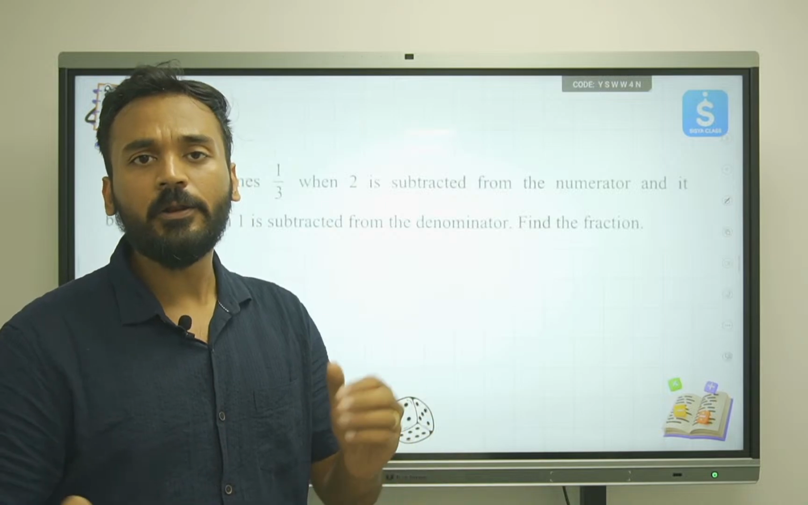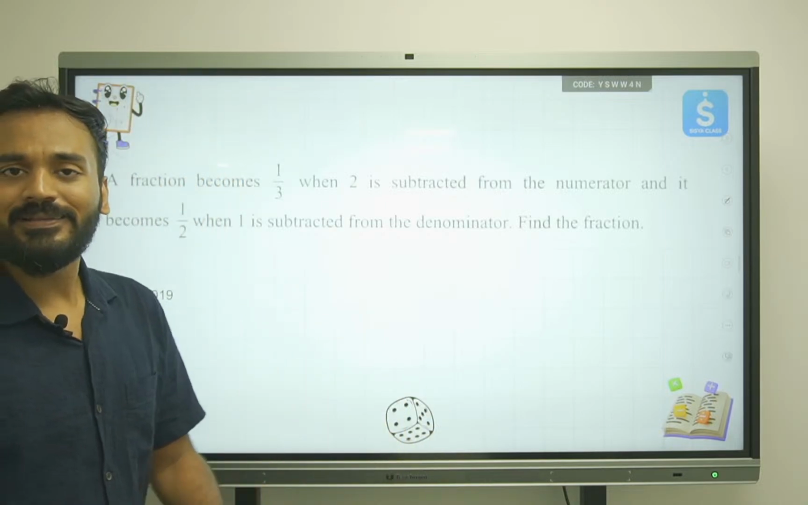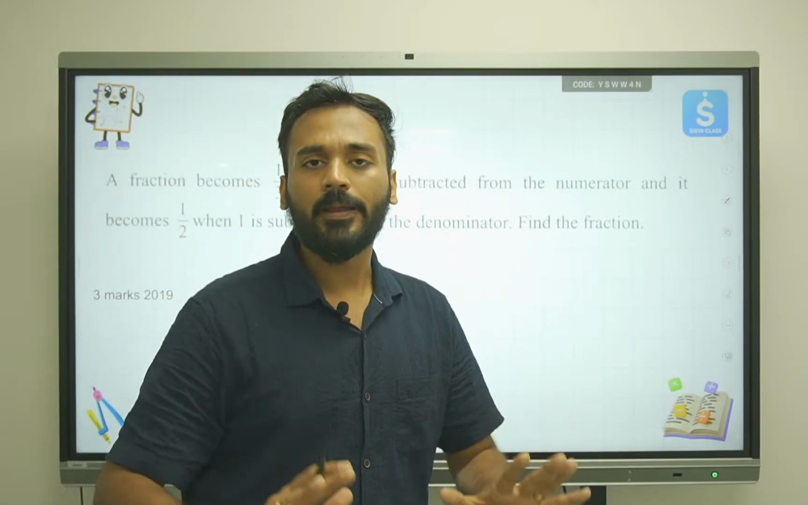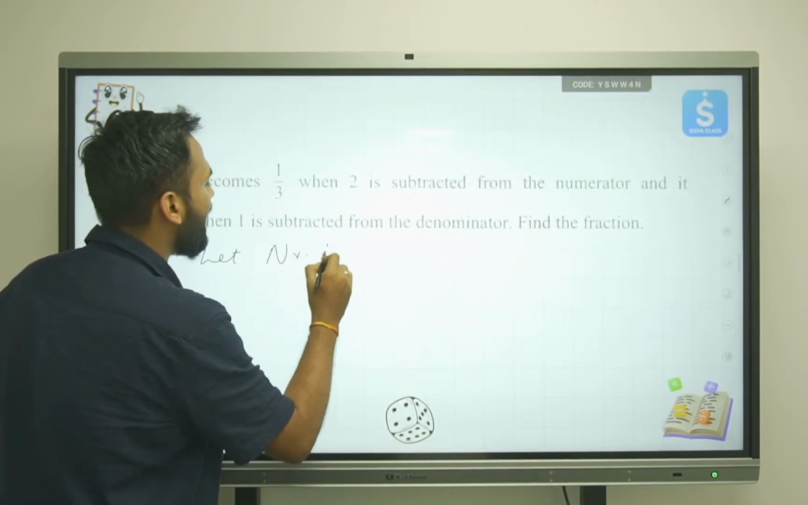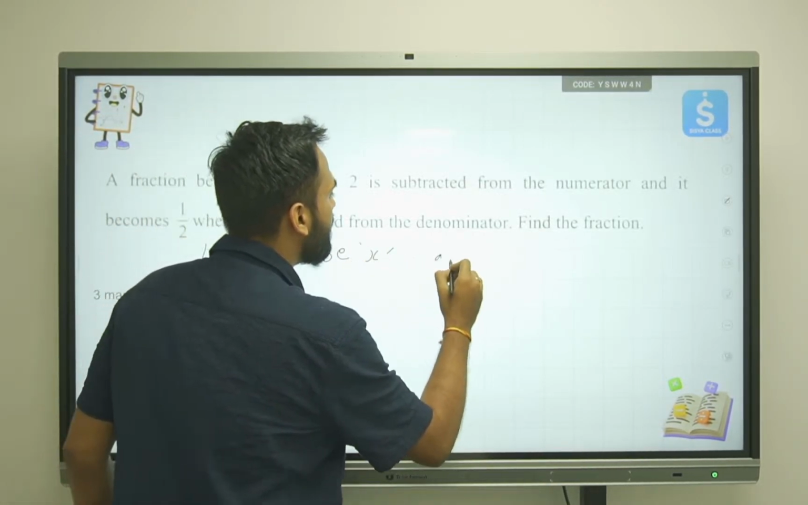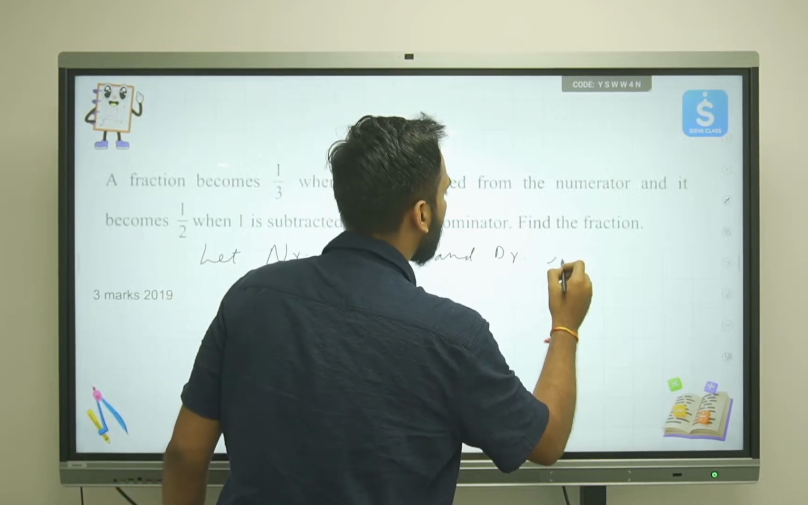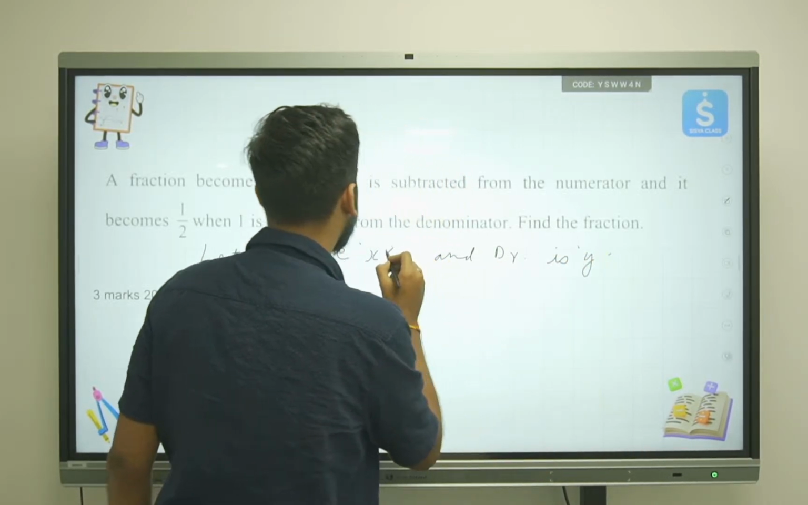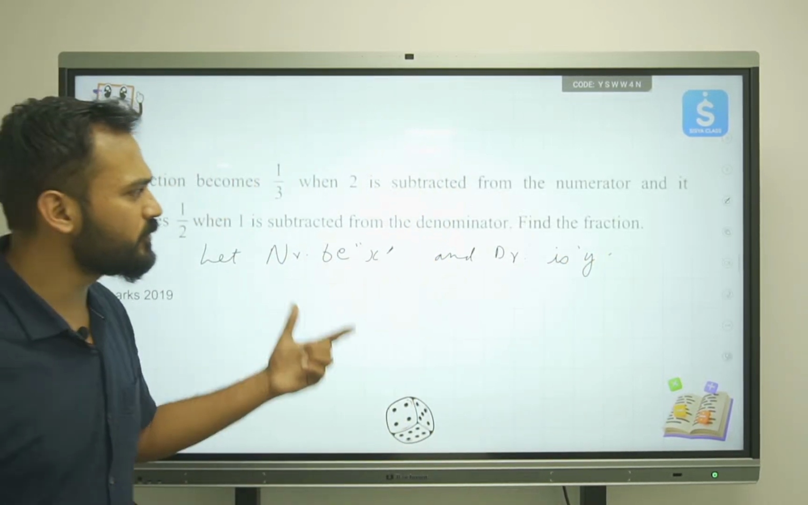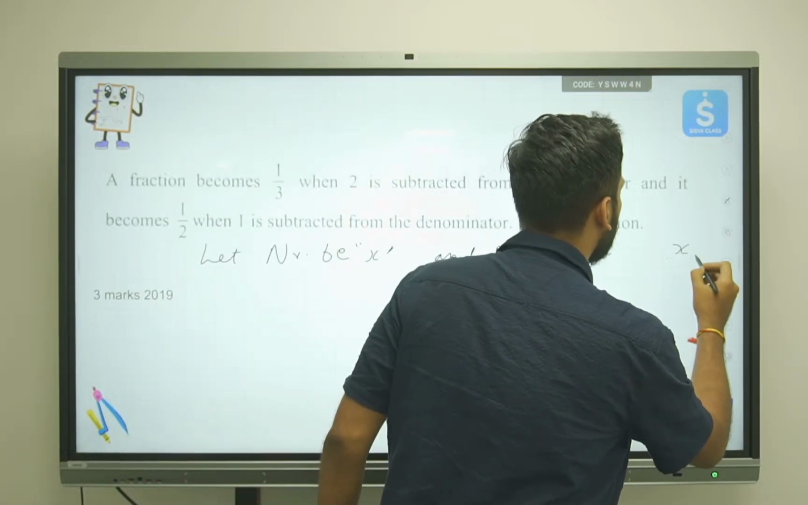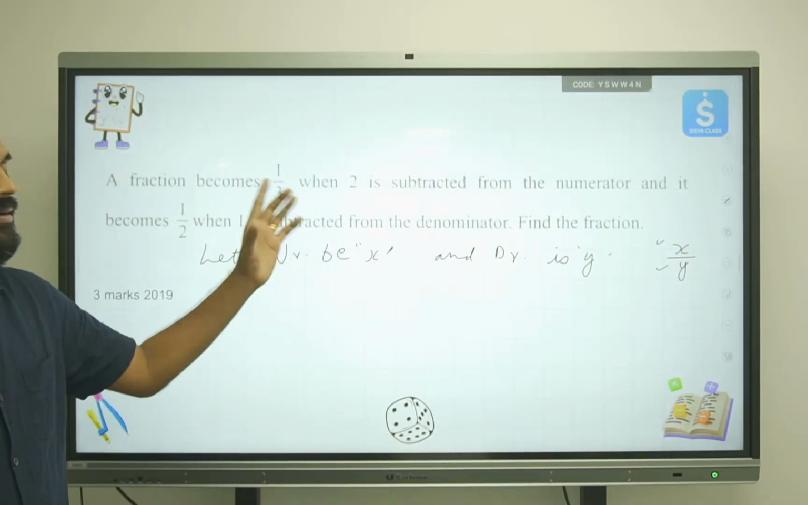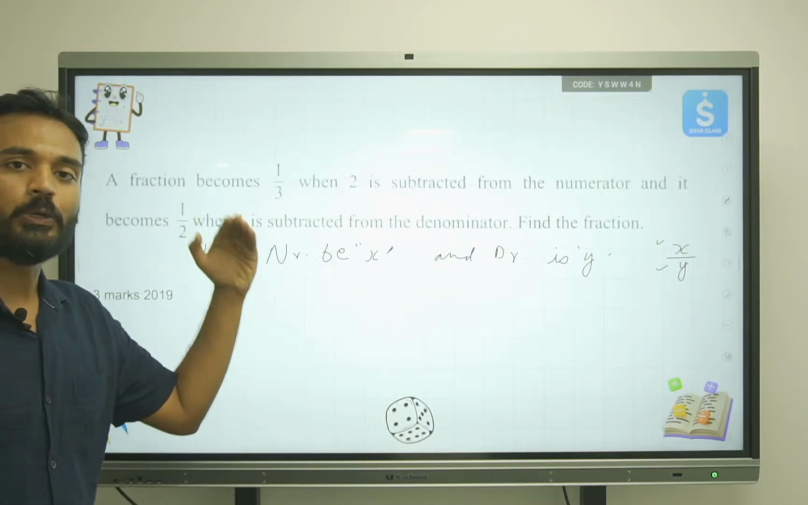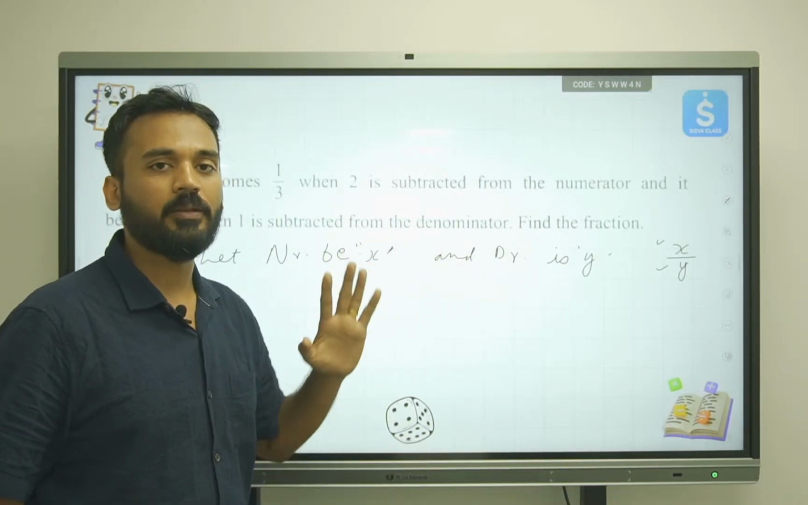So to find out the fraction, we need to find out the numerator and the denominator. So let's say the numerator is x and the denominator is y. So the fraction which will come to us is x by y. We need to find out x as well as y. For finding out x and y, certain relations are given in the question.